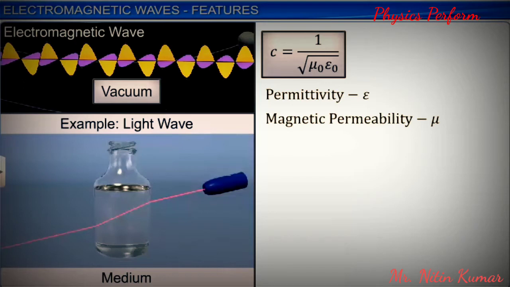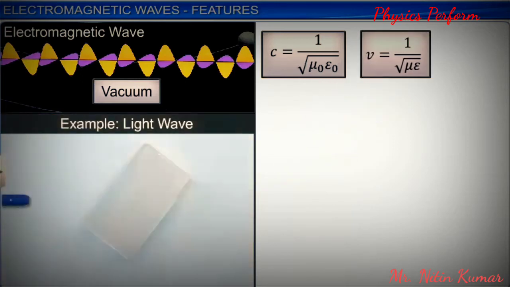Hence, the velocity of an electromagnetic wave in a medium is written as v is equal to 1 by square root of mu epsilon. By this expression, we can conclude that the velocity of electromagnetic waves in a medium depends on the electric and magnetic properties of the medium. When light travels from space into a medium, the light gets deviated from the original path. This deviation depends on the refractive index of the medium.